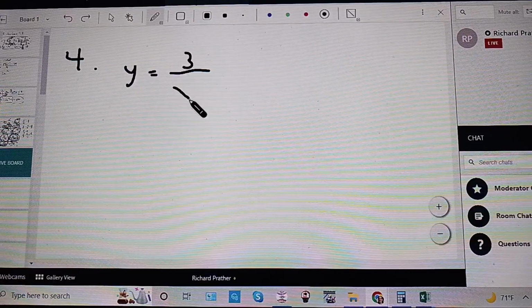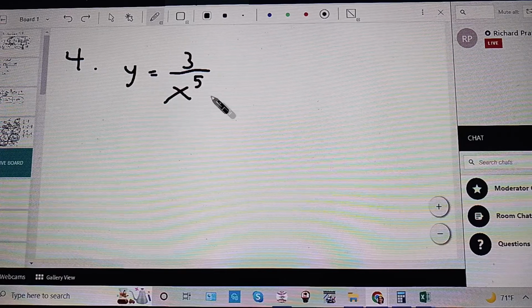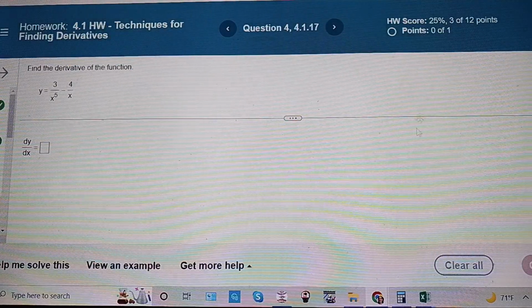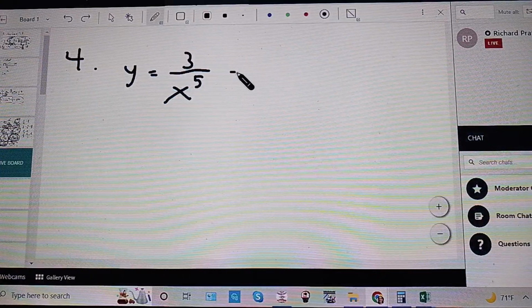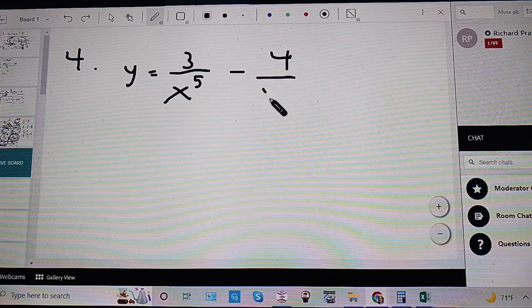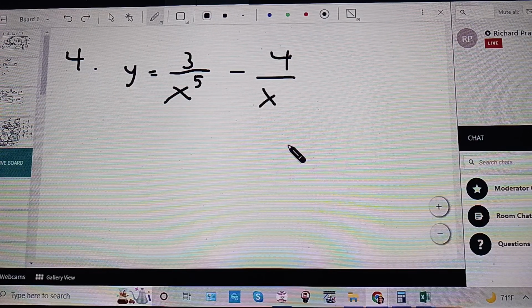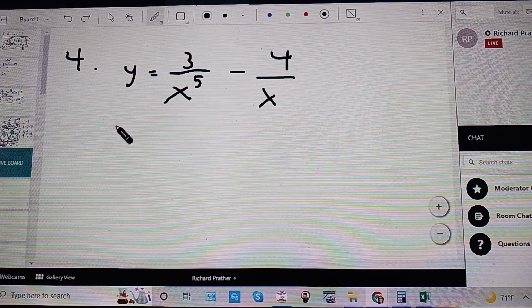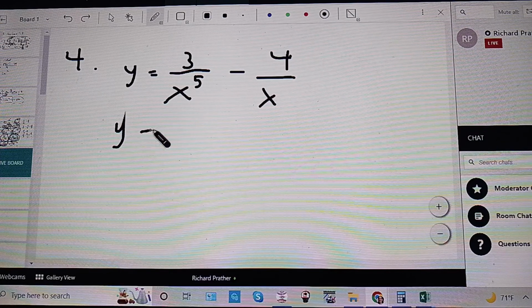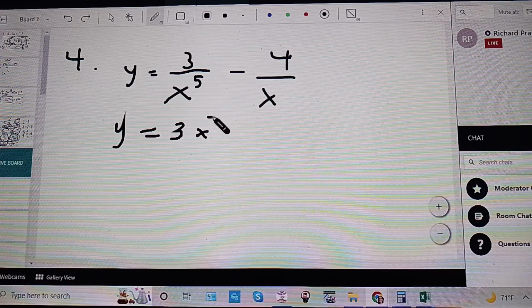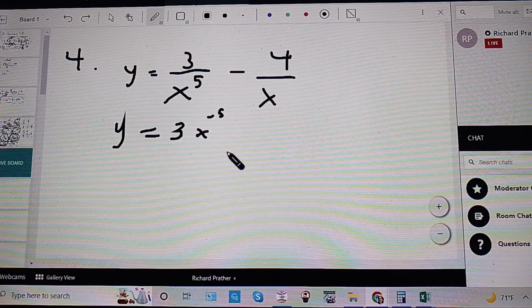3 over x to the 5th minus 4 over x. You don't know how to do division problems yet. That's coming up in the next section or two. And so we need to change this before. I'm not even doing the derivative yet. I'm still on regular y right here. I would change this to 3x to the negative 5, even though we normally don't do that in algebra. Here it's actually needed.